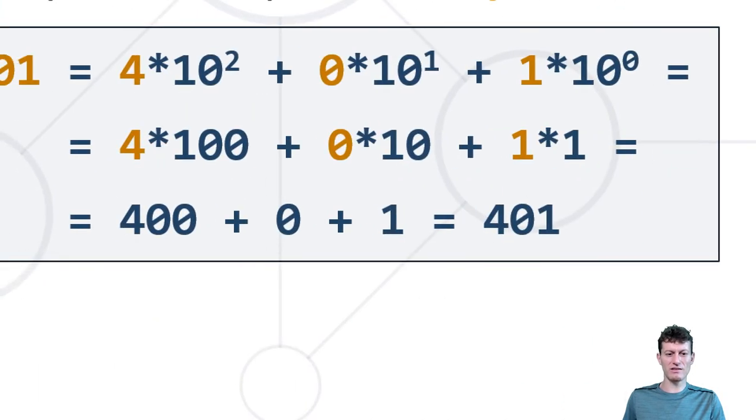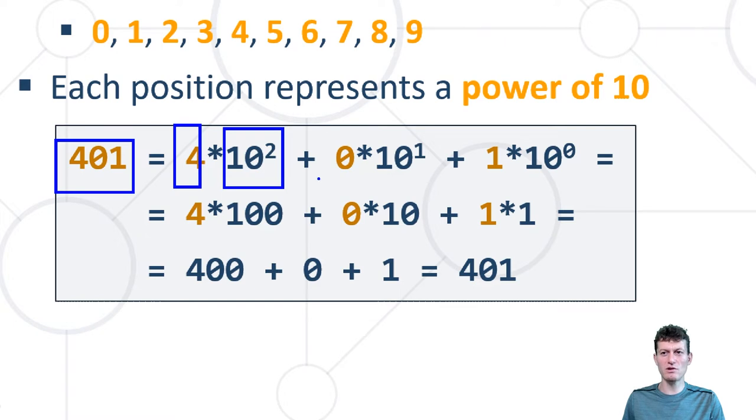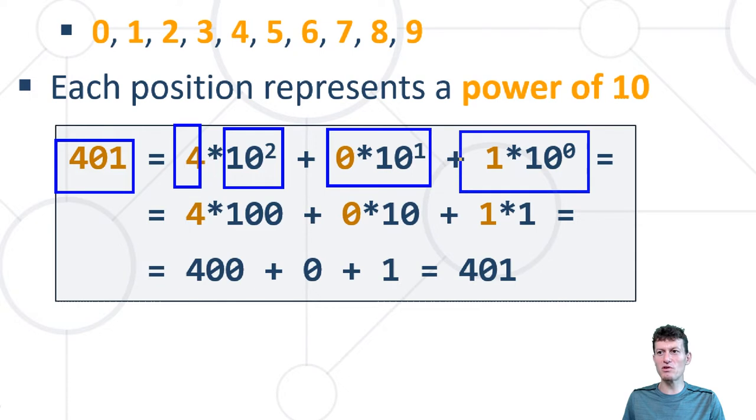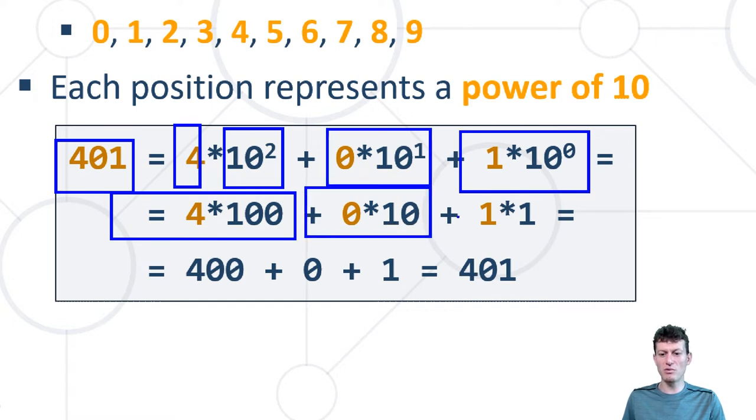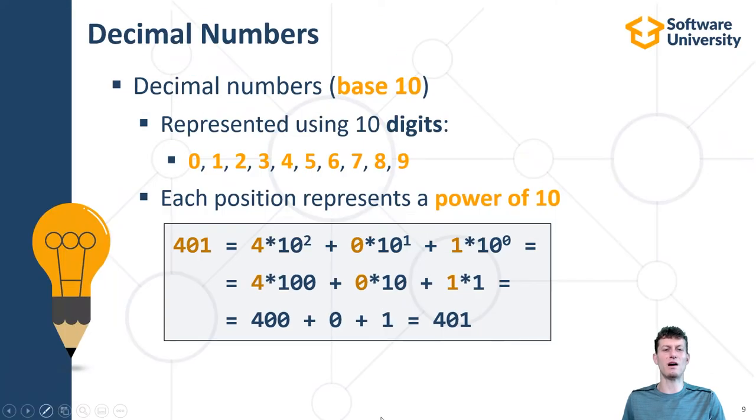Let's take an example of a decimal number. 401 is equal to 4 multiplied by 10 to the power of 2, plus 0 multiplied by 10 to the power of 1, plus 1 multiplied by 10 to the power of 0, which is equal to 4 multiplied by 100 plus 0 multiplied by 10 plus 1 multiplied by 1, which is equal to 400 plus 0 plus 1, which is equal to 401.